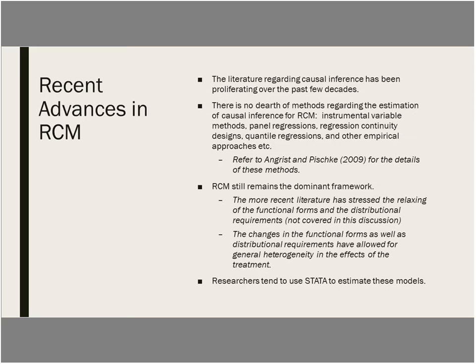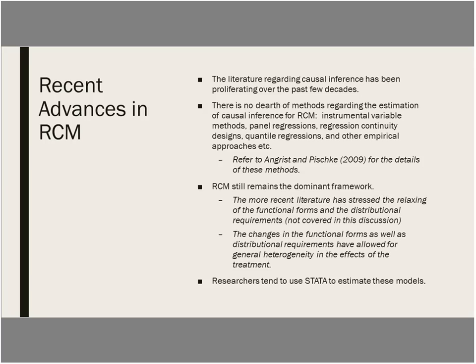And then RCM still continues to be advanced. There have been lots of advances in that area: use of instrumental variable methods, panel regression, regression discontinuity design, quantile regressions, and other empirical approaches. A good book that covers that is by Angrist and Pischke. It's a very good book called Mostly Harmless Econometrics, and they go through all this very nicely. It could be a little difficult in some places.